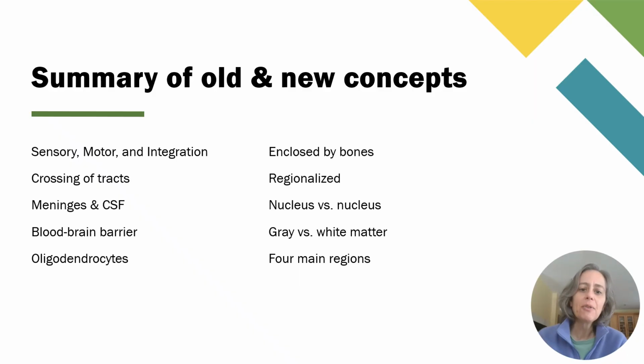So in summary, those old concepts are the three main functions of sensory, motor and integration: tracts, meninges and CSF, blood-brain barrier, oligodendrocytes for myelin. And then the new things that we just talked about are that it's enclosed by bones, it's regionalized, different parts of the brain have different functions. Don't confuse nucleus with nucleus. Gray versus white matter. Gray is neuron cell bodies and unmyelinated axons. White matter is myelinated axons. And then there's four main regions of the brain: the cerebrum, the diencephalon, the cerebellum, and the brainstem.